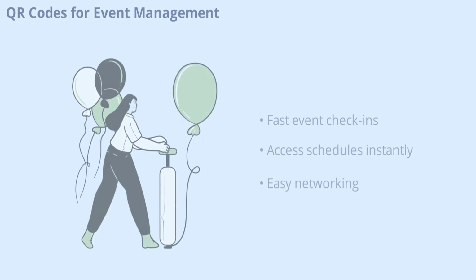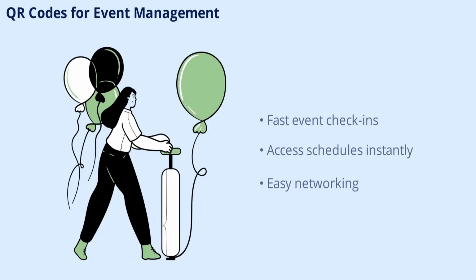Event organizers use QR codes for tickets, check-ins, and even networking. Attendees receive a code that can be scanned at the entrance, speeding up the process and reducing lines. QR codes can also link to event schedules or speaker bios, making it easy for guests to stay informed throughout the event.